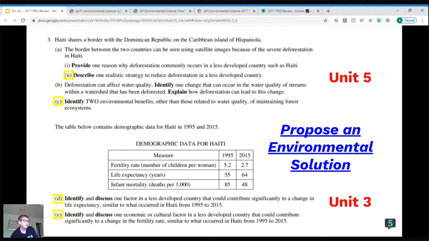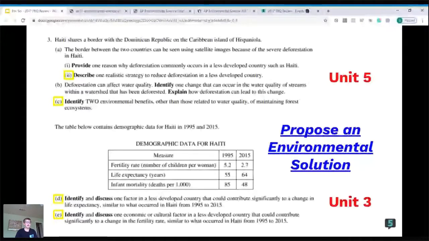So this is the one that I'm going to kind of walk you through. 2, describe one realistic strategy to reduce deforestation in a less developed country. So, peep the word realistic. On your APES Proposed Environmental Solution FRQ, they're probably going to include the word realistic when they say realistic strategy or realistic solution, because they want the things you say to actually happen.